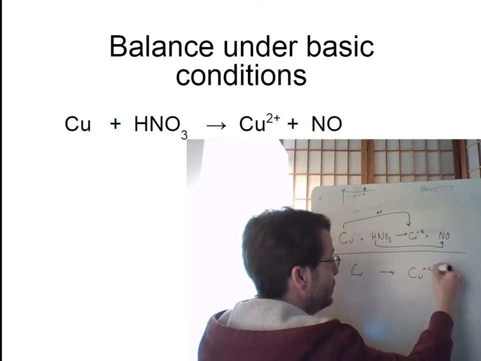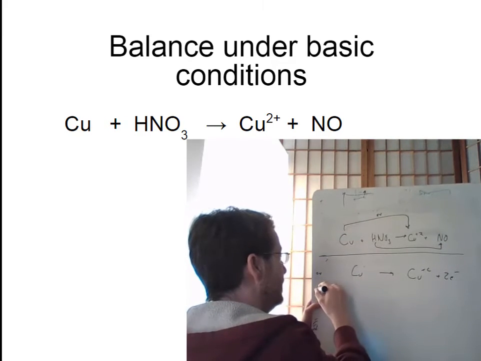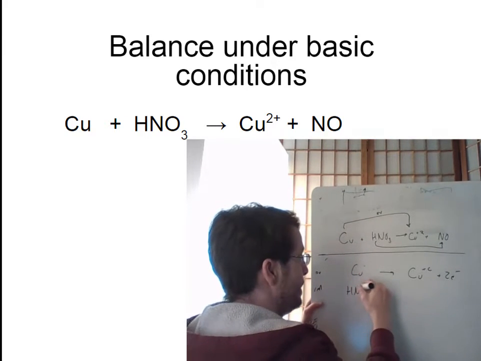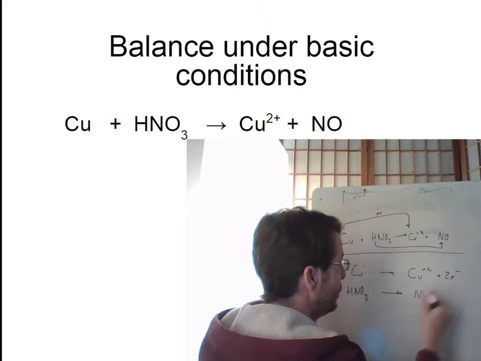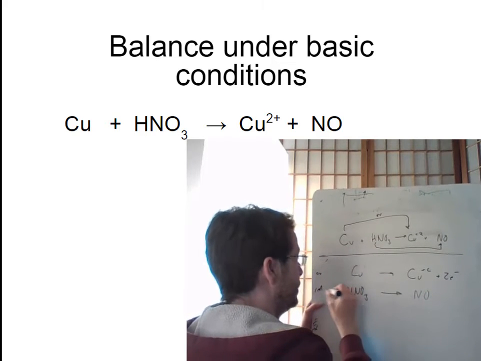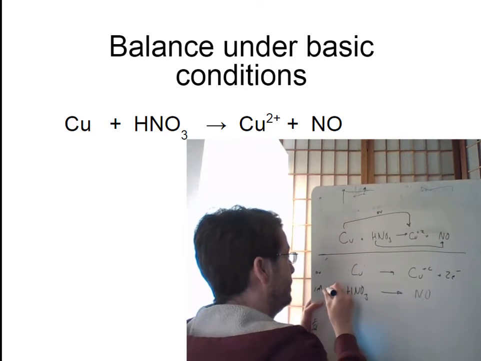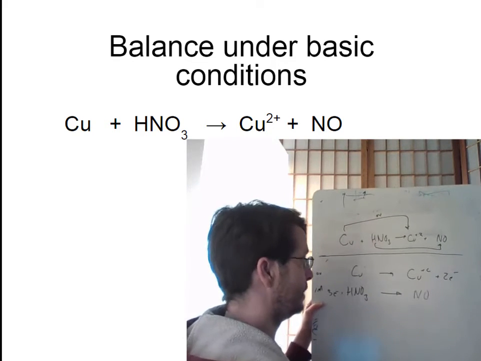goes to copper plus 2 electrons. That's our oxidation. Our reduction, on the other hand, is the HNO3 forming NO. It's one nitrogen, one nitrogen. This is a 3-electron reduction. This is plus 5, this is a plus 2, 3 electrons.